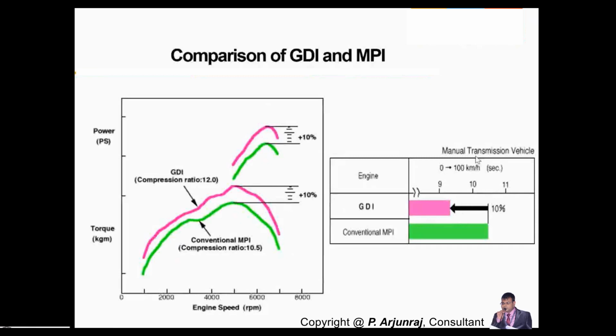Again, you're going to get the acceleration of the vehicle. When you check the acceleration, when you start the vehicle from 0 kilometer and run it to 100 kilometer per hour, the pickup time to reach 100 kilometer per hour from zero is less than 9.2 seconds in the case of GDI, whereas in the case of MPFI, it is higher than 10, close to 10.5 seconds. Almost 10% reduction you can get in the GDI.